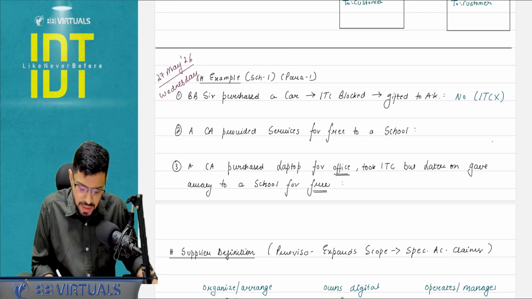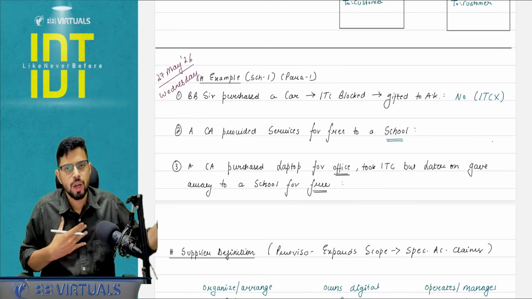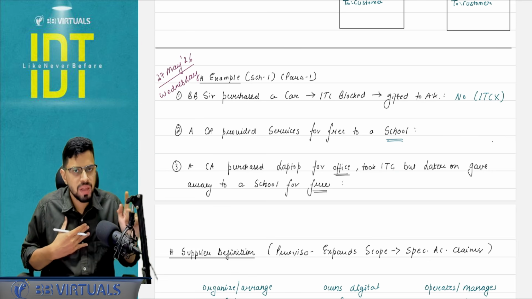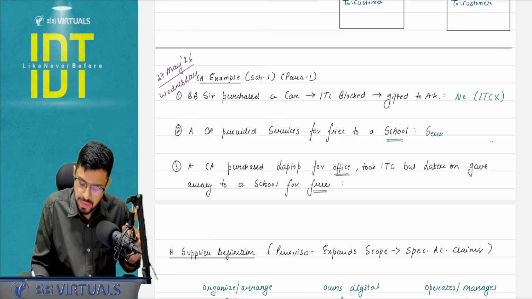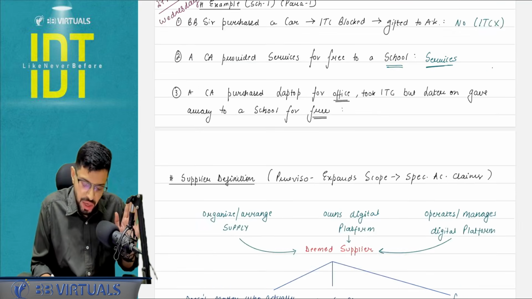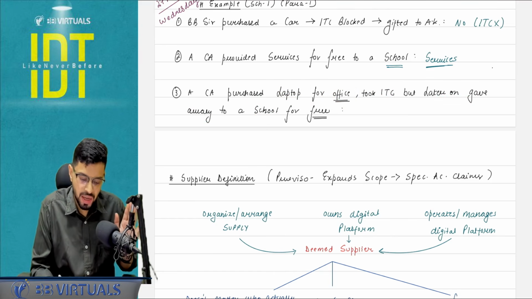Sir, a CA provided services for free to a school. Let's say I provided certain chartered accountancy services to the school from where I passed out my class 12th. Will this be covered under schedule number 1, paragraph number 1? No, because these are services. These are not business assets. Schedule number 1, para 1 applies for goods. Fine, clear. A chartered accountant purchased a laptop for office, took the ITC, but later on gave away to a school for free. Here paragraph number 1 will apply.